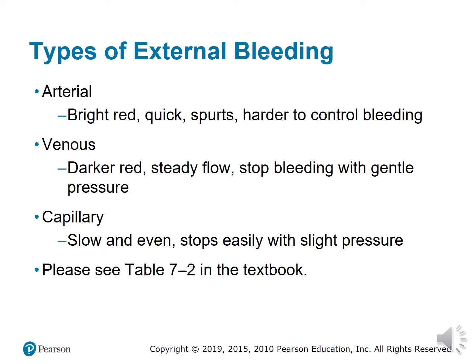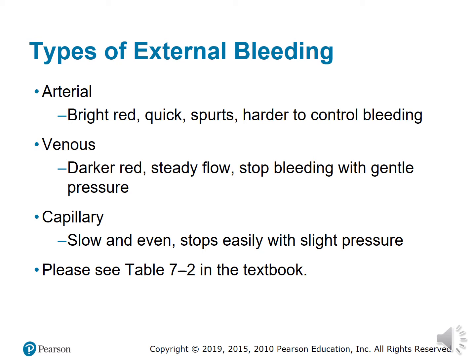The arterial blood is bright red, with quick spurts, and is harder to control bleeding. Venous blood is a darker red with a steady flow, and you stop the bleeding with gentle pressure. That's why when performing venipuncture, you can just place a cotton ball on it, instruct the patient to apply pressure, and have them elevate the arm above the heart, and it'll stop fairly quickly.